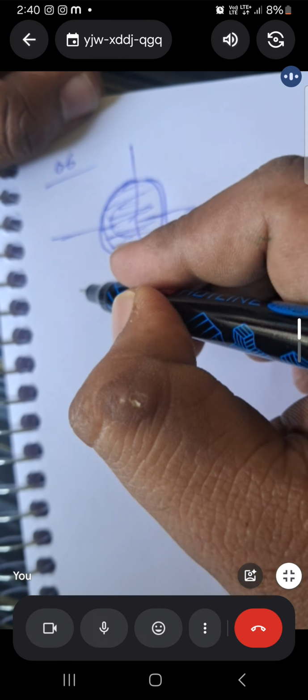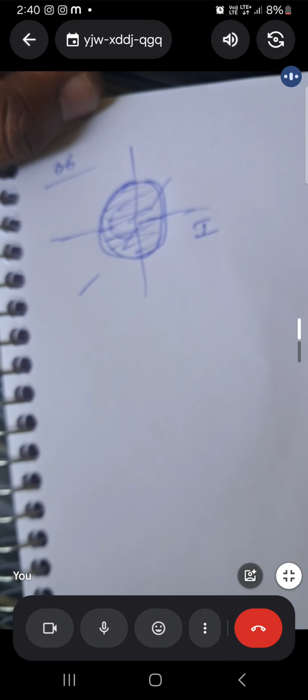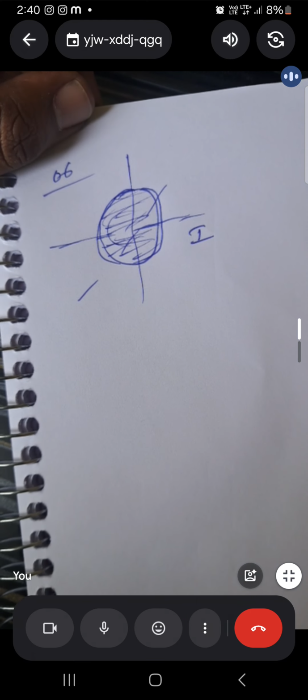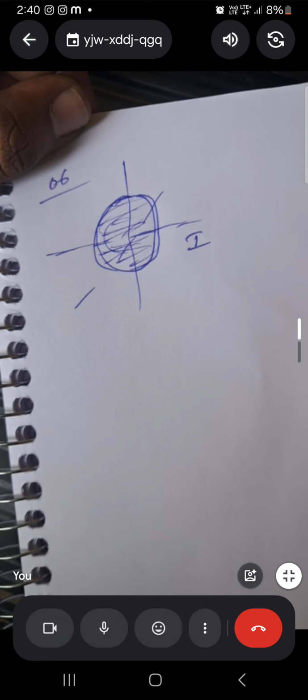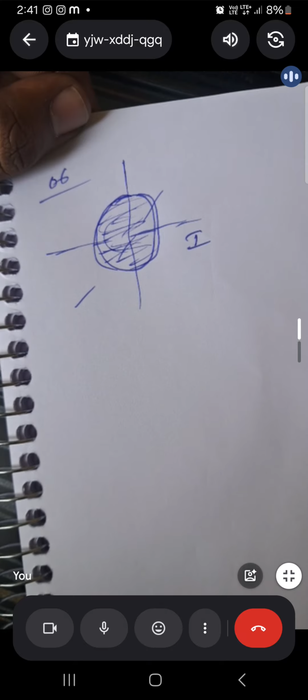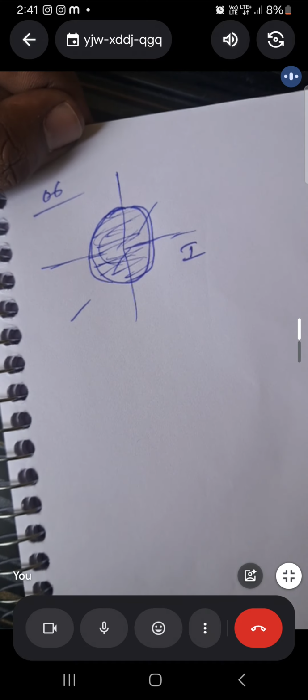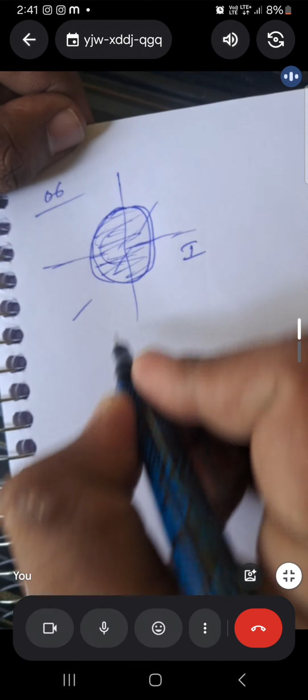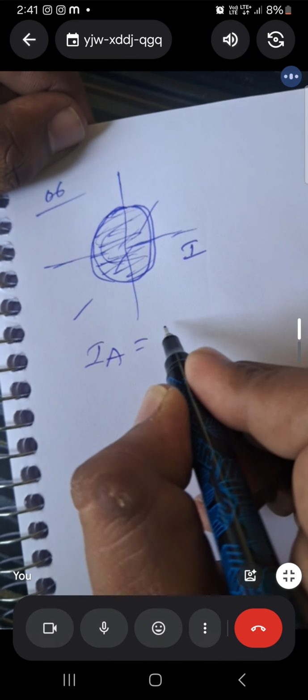It is the same for any such axis. What is the moment of inertia? Anyone? M r square by 2? Not a disk, it is a solid sphere. 2 by 5 m r square. Very good. Given that, the moment of inertia of A is 2 by 5 m r square.